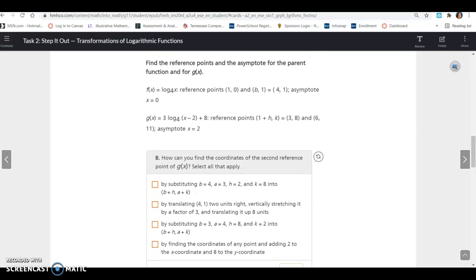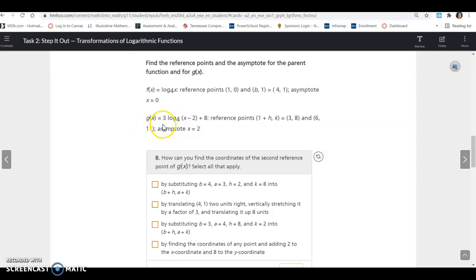All right, for the reference points and the isotope for the parent function and for g of x, f of x equals log base 4 of x. The reference points are 1, 0 and b, 1. And b, 1 equals 4, 1. Again, your b is your base here. It's supposed to be a subscript, but I guess they don't have a way to write a subscript here. But b, 1, and the isotope would be x equals 0. All right, so they're calling this our parent function. And then g of x is the transformation.